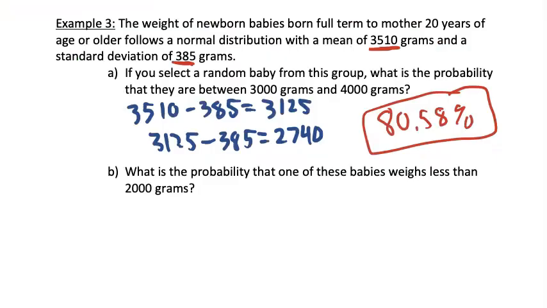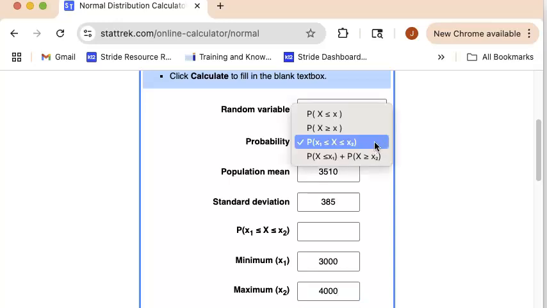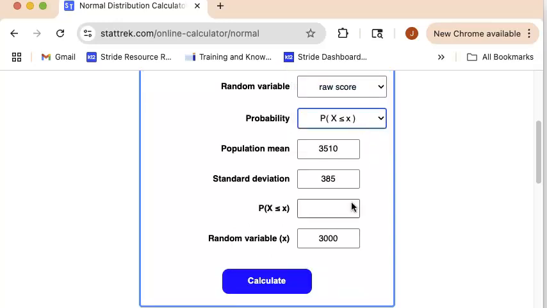So let's look at this last problem. What's the probability that one of these babies will weigh less than 2,000 grams? So now when I go over to my calculator, instead of a range, I want less than. So I'm going to click here, click just less than x, and now my x becomes 2,000, and I calculate. Easy, right? Boom.